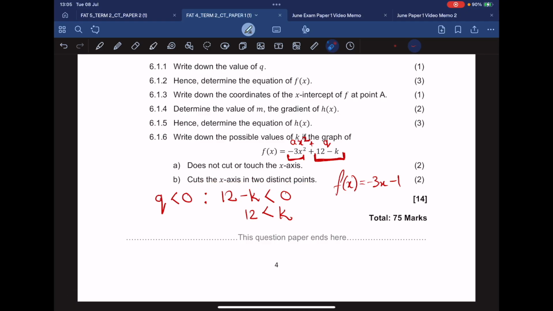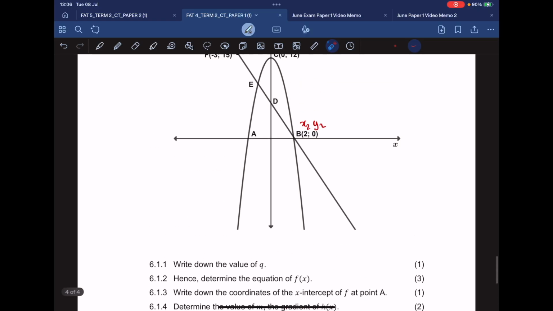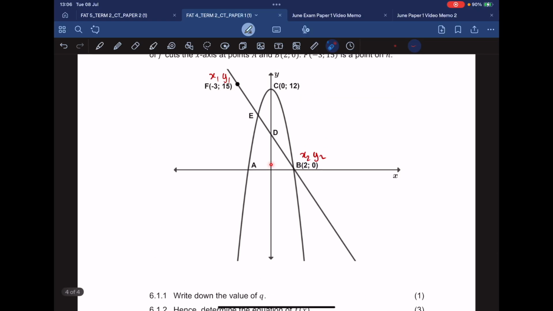So we know that Q is represented by this whole part over here. So to answer our question, Q must be greater than 0. That means my 12 minus K must be greater than 0. That means K must be less than 12. Okay. How does this work? If I substitute any number less than 12, like 11, 12 minus 11 gives me 1. So that will then become -3x squared plus 1. And plus 1, of course, lies above the x-axis, meaning my graph will turn there. It will cut in two distinct points.